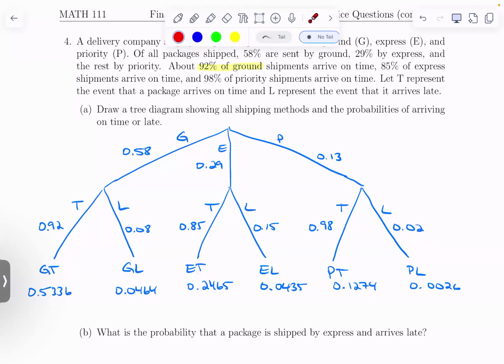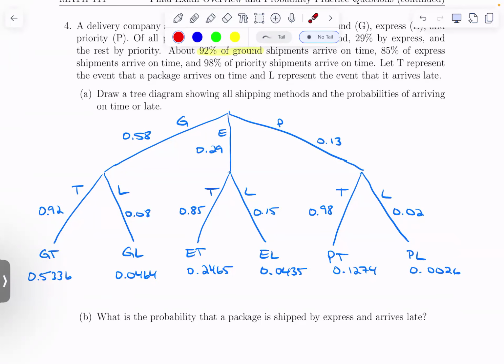Now for the complete tree diagram, it's helpful to have the combinations, right? Ground and on time, ground and late. But also I want to see the probabilities from multiplying down each of the branches, which would be the probability of shipping by ground and it arriving on time is 0.5336, right? Going down the branch, 0.0464, that's the probability of shipping by ground and it arriving late, and so on and so forth.